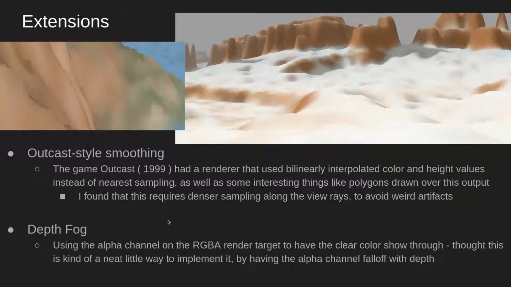And I mentioned earlier that RGBA render target. I came up with a way to use that for depth fog by using the clear color as the fog color and having a falloff with depth, basically. So as depth becomes greater, the alpha channel becomes lower, and you have more of the clear color show through.